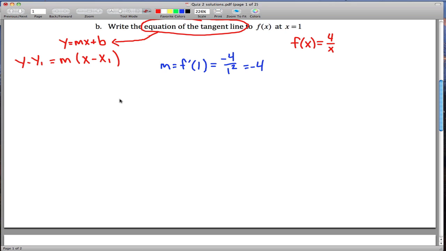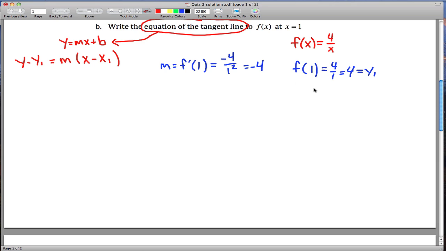To get our point, we want to figure out x1 and y1. We're given that x1 equals 1, so we need to know what y1 is. The way you figure out the y value for a corresponding x value is by plugging it back into our original function here. Since f of x is equal to 4 over x, f of 1 is going to be 4 over 1, which is just 4, which is what we will call y1.